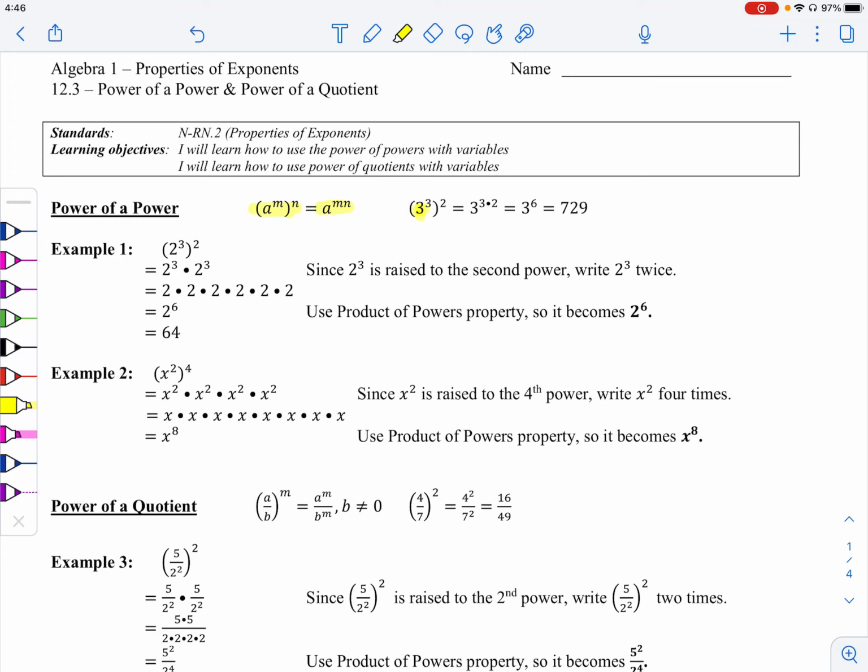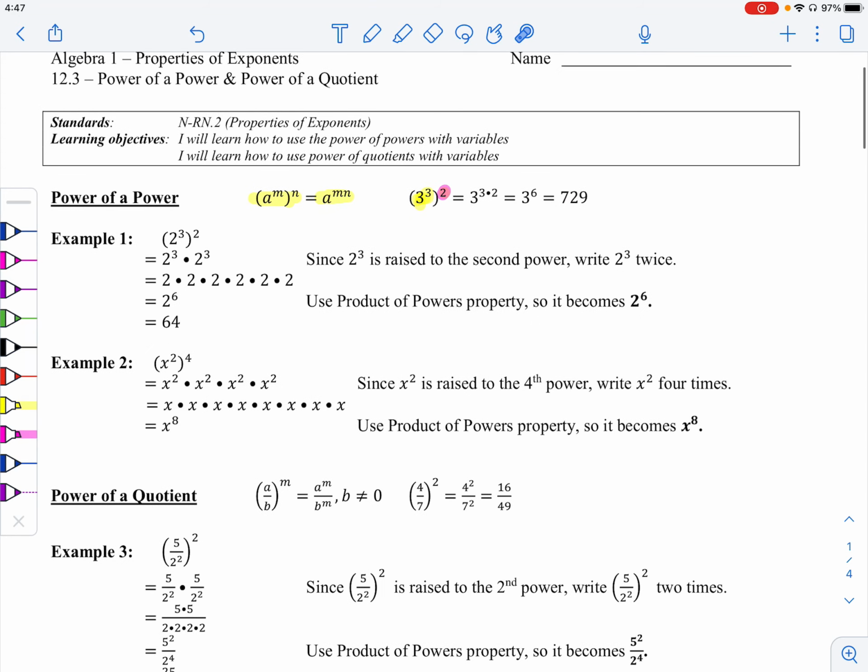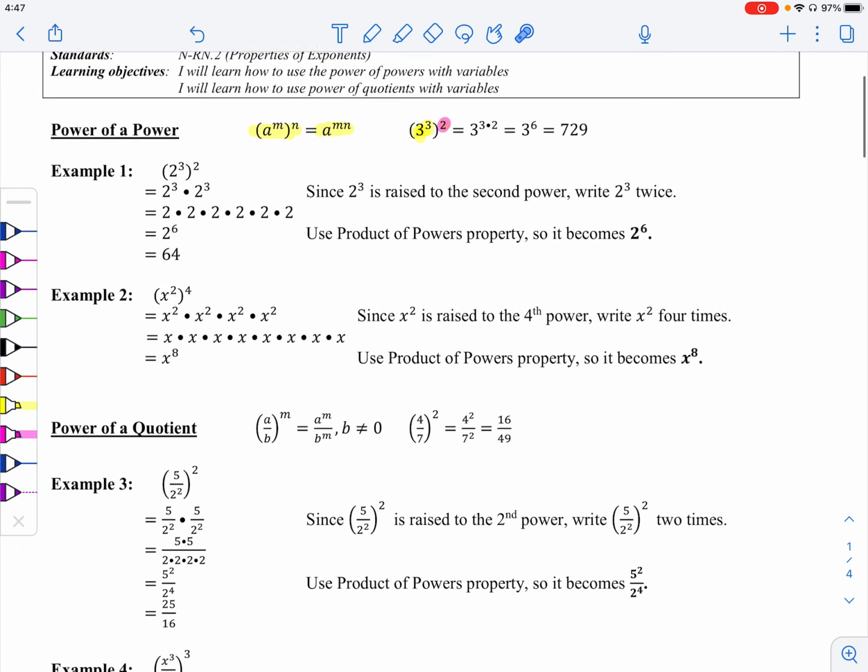All right, like 3 cubed, and you raise that to another power, squared, then you're going to multiply 3 times 2, which will be 6. Right, so 3 to the 6th power is 729. Or what you can do is just write it out. We have two of these, we just write them out: 2 cubed, twice. Right, there's 6 2's all together, so it's 2 to the 6th, which is 64.